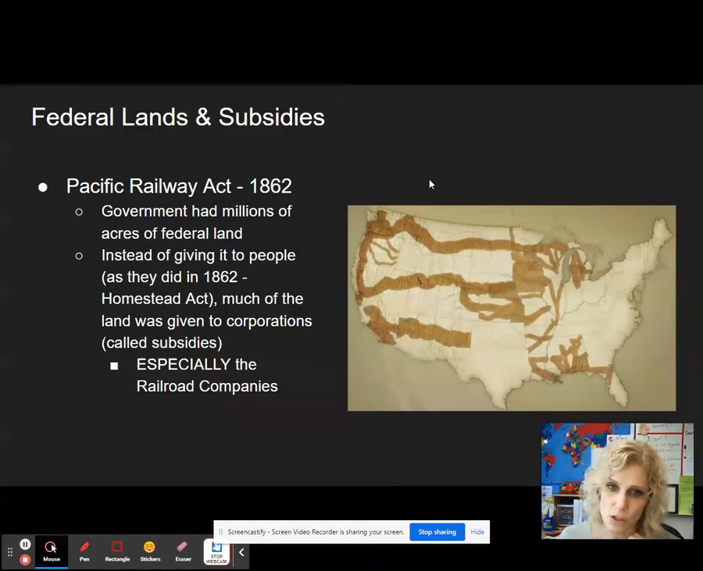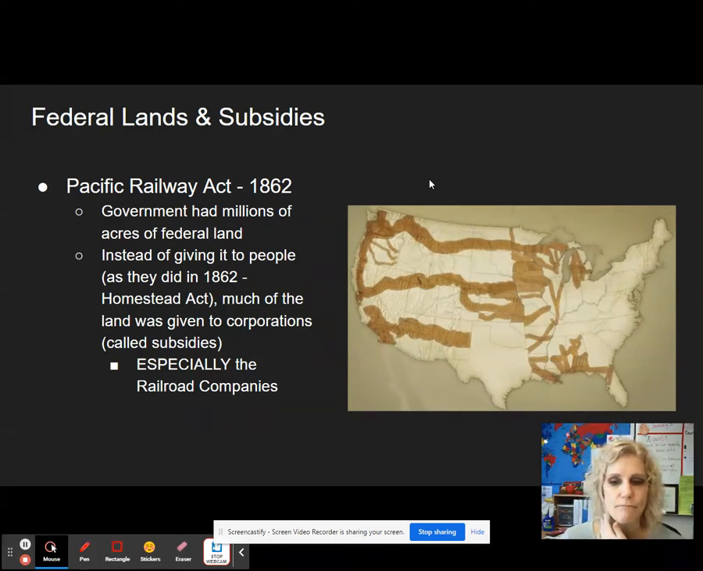In 1862, I've talked about this before, the Pacific Railroad Act was passed. This Railroad Act of 1862 was done in the middle of the Civil War under Abraham Lincoln. It gave the government millions of acres of federal land in order to build this railroad. And instead of parceling this land out to people, families, and farmers, like they had done in the past with the Homestead Act, the Pacific Railroad Act enabled the government to give this land instead to railroad companies.